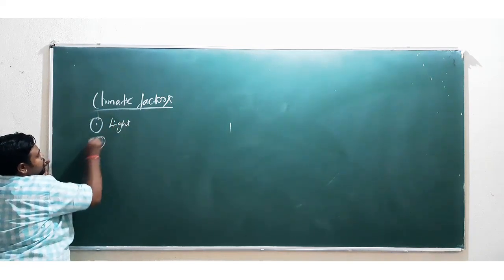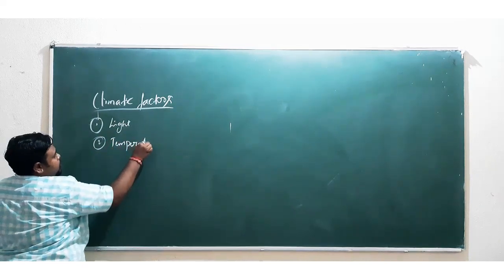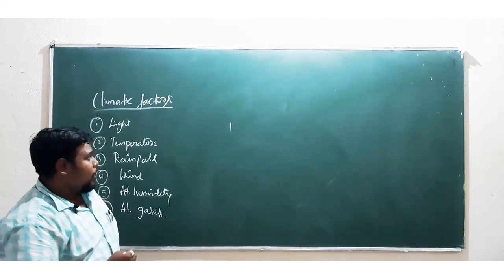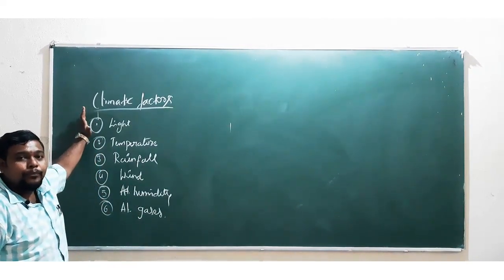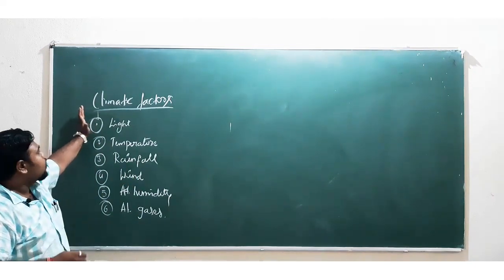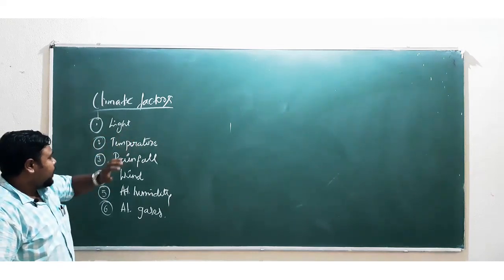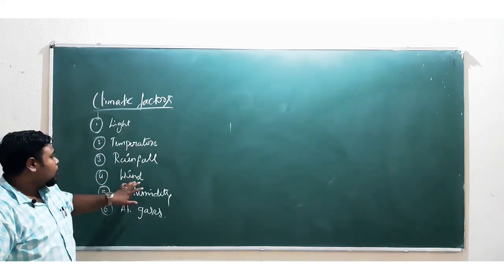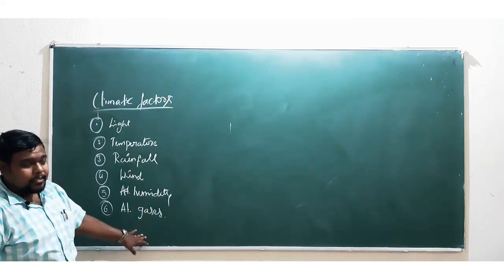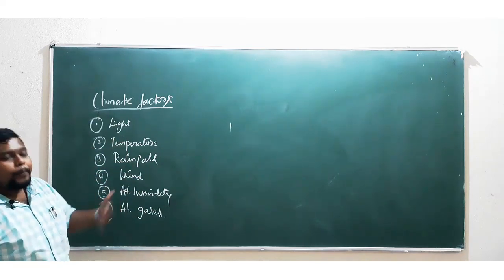Light, second one. As I said, we will be going on in the chronological manner. Firstly, we will be starting with climatic factors. So, let us know which are the various climatic factors. We have 6 various climatic factors, and they can be mentioned as light, temperature, rainfall, wind, atmospheric humidity, and atmospheric gases. And now, we will learn one by one how they are influencing a plant here.